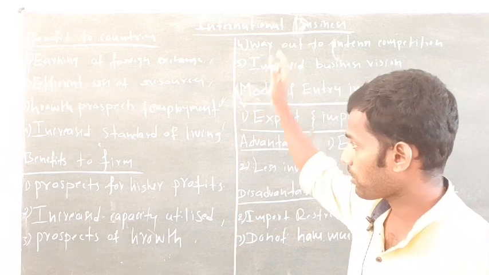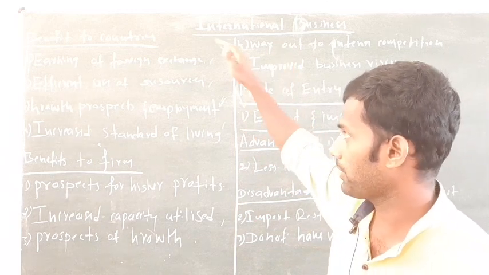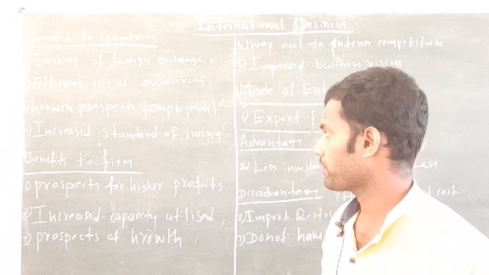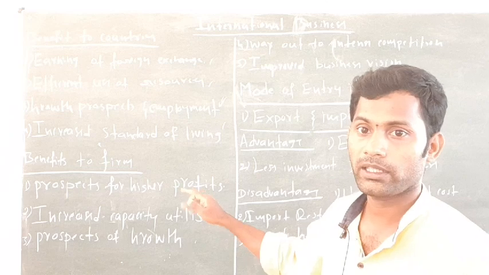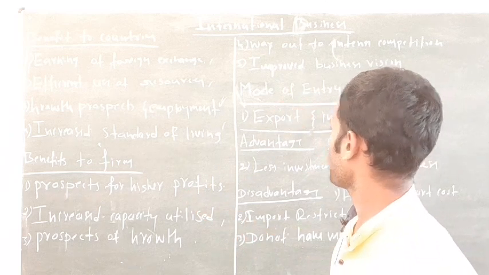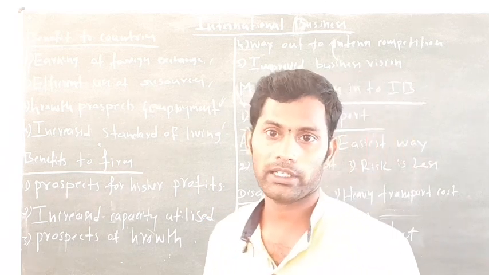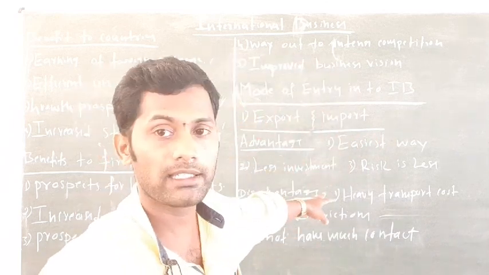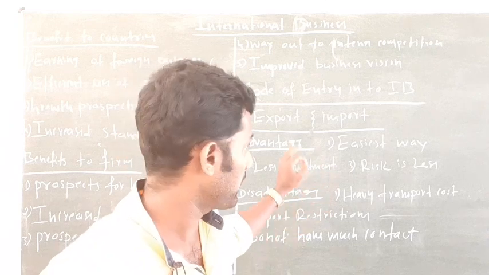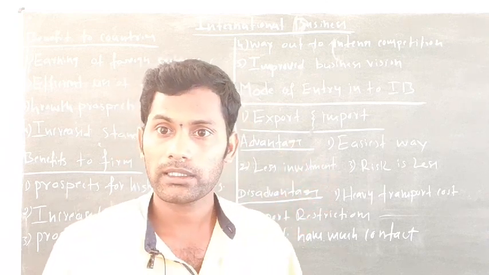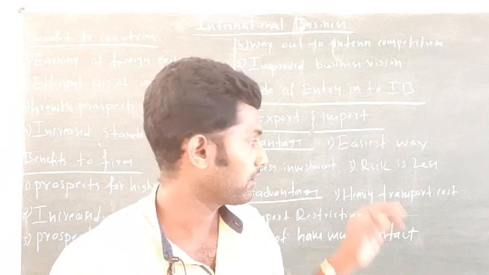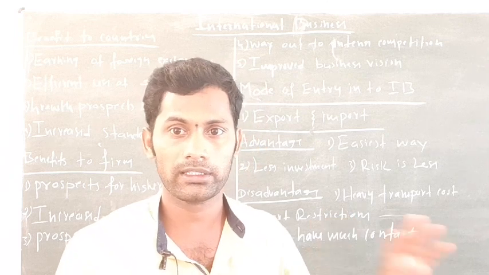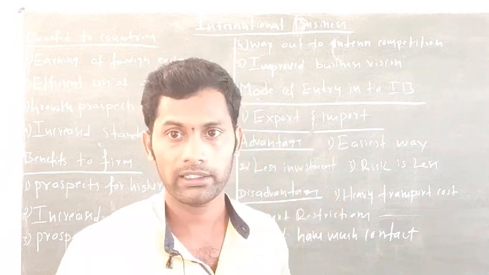So, this was the concept for today's class. We studied the benefit of international business to countries, then the benefit of international business to the firm. Then we studied the mode of entry, how to enter into international business. There we studied export and import, its advantages and disadvantages. Okay. In the next class we will study some other mode of entry, maybe contract manufacturing or licensing, joint venture or some other way of entry in international business.